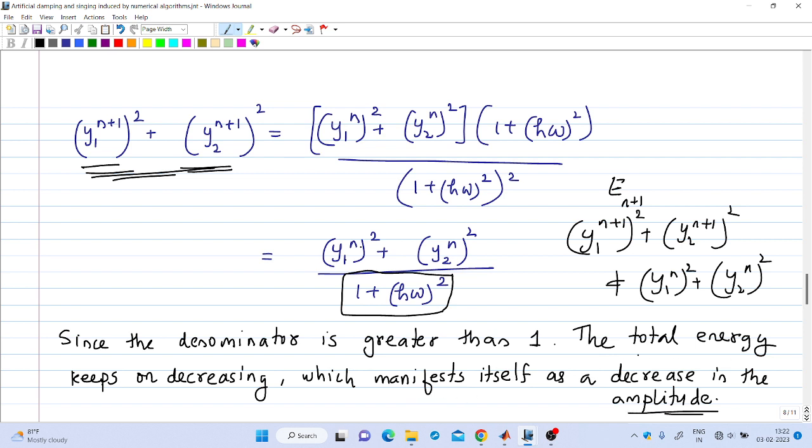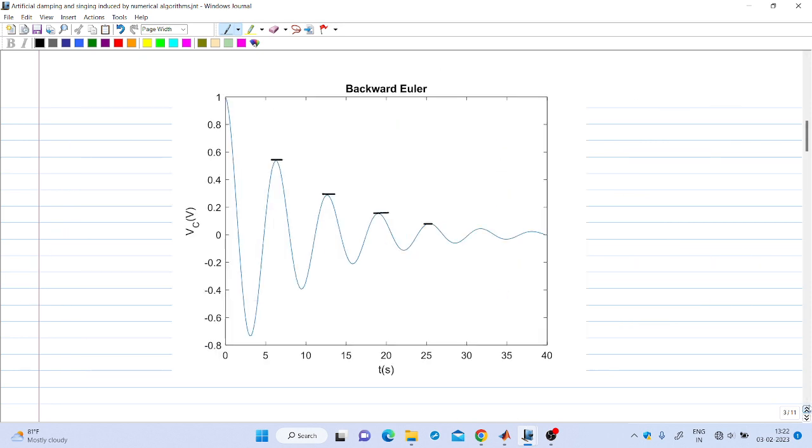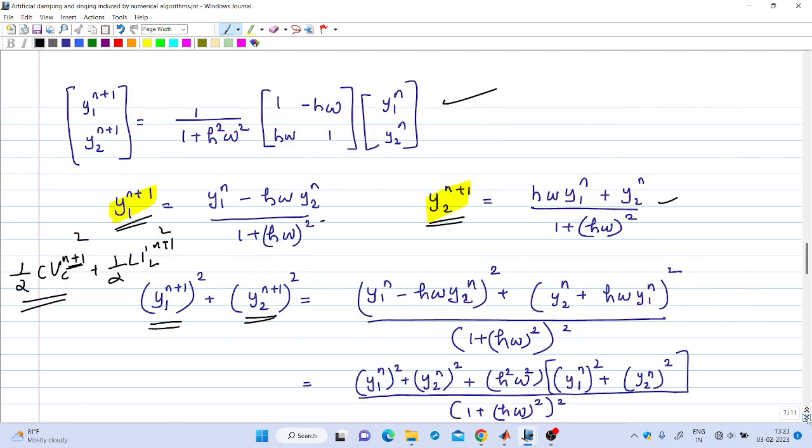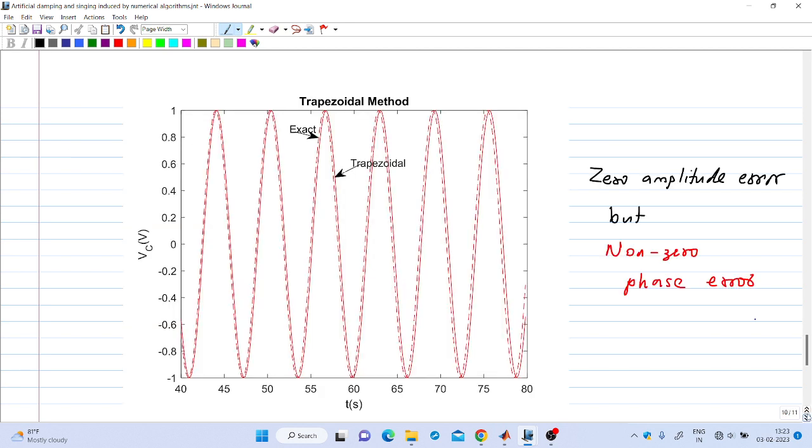So there is actually no physical change in the energy, but in the numerical simulation, we are experiencing a diminishing amplitude. That is why when you simulate this system using backward Euler method, you see a decreasing amplitude. Whereas if you do the analysis for trapezoidal technique, you will not see any diminishing amplitude.